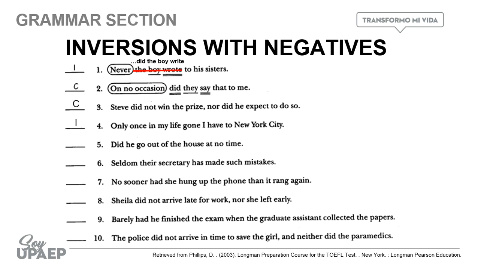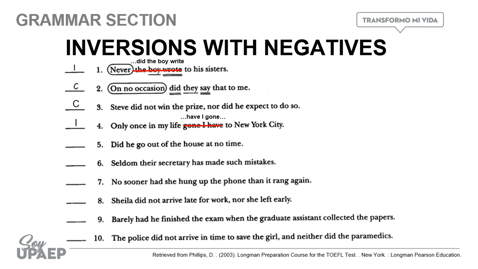Number 4, only once in my life gone I have to New York City. This sentence is incorrect. You are starting with only, right? So you need an inversion, that is auxiliary, subject and verb. So the sentence should be, only once in my life have I gone to New York City.